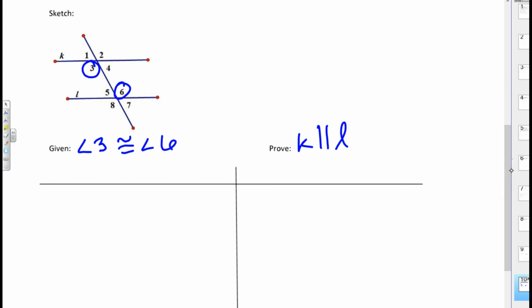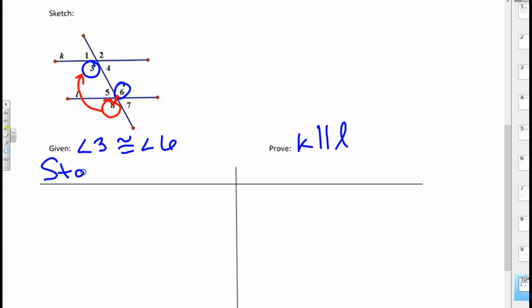Now the key to proving these is to find a buddy angle. And a good buddy angle is an angle that is corresponding in one way to one of your given angles and then has another good relationship with the other angle. I'm liking angle 8 as a buddy angle because it corresponds with 3 and it's vertical with 6. So we're going to have two really nice congruence relationships whenever we're talking about proof here with angle 8. So let's dive into our proof.